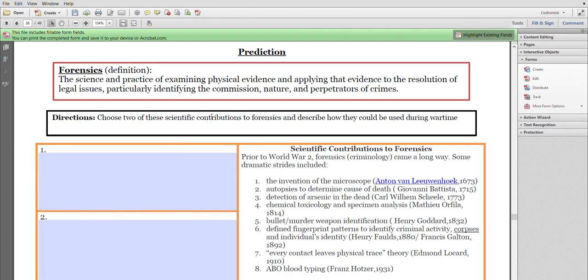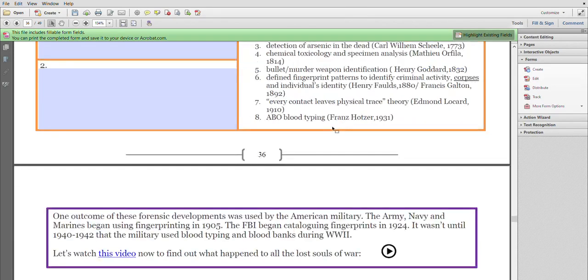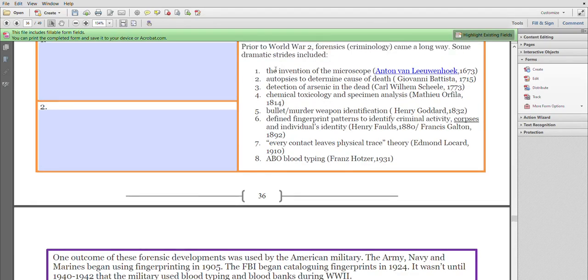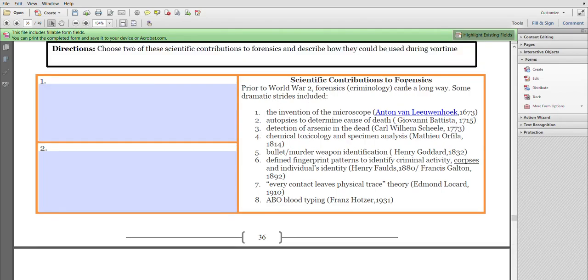Directions. Choose 2 of these scientific contributions to forensics and describe how they could be used during wartime. So you're going to choose between 1 through 8 of these scientific contributions. Prior to World War II, forensics criminology came a long way. Some dramatic strides included the invention of the microscope. So you're going to describe how that could be used during wartime, the microscope, for forensics.